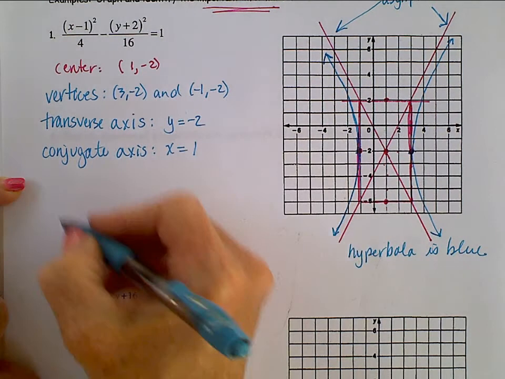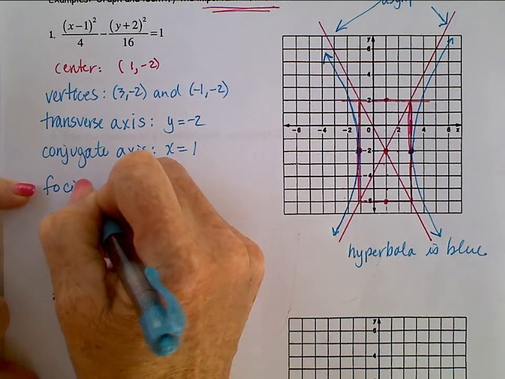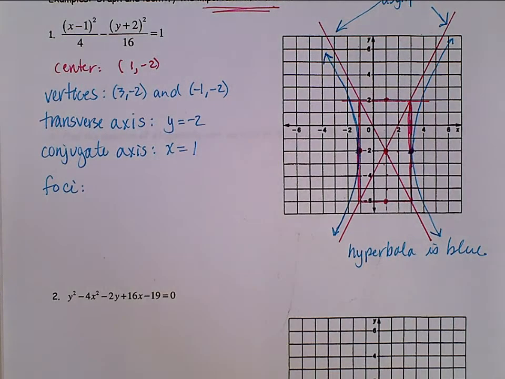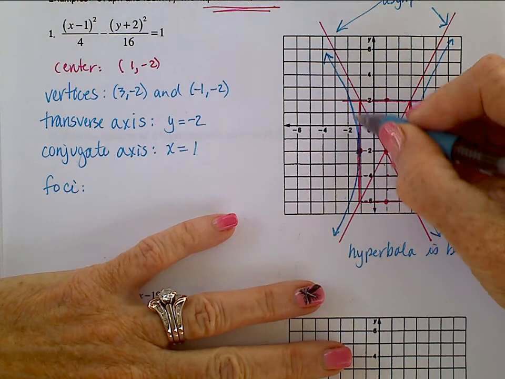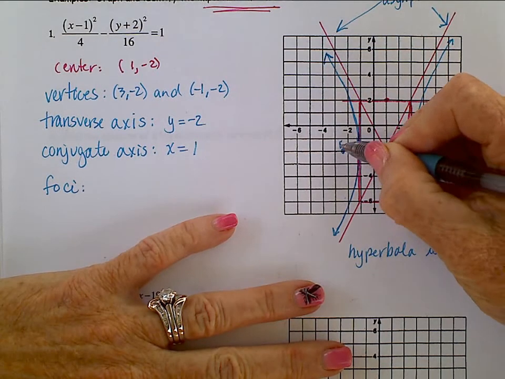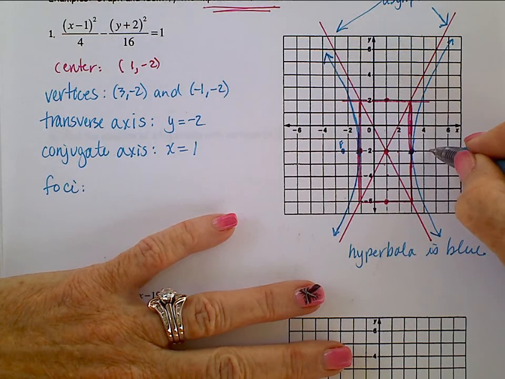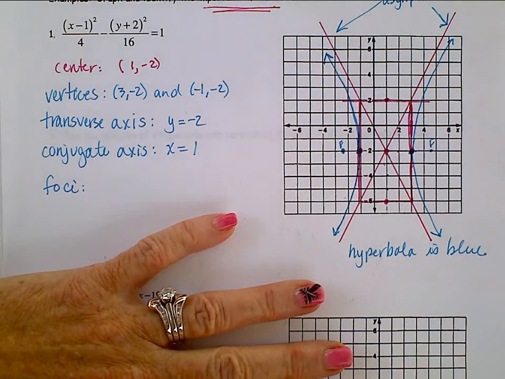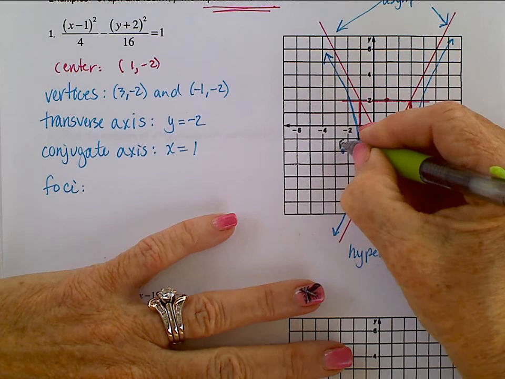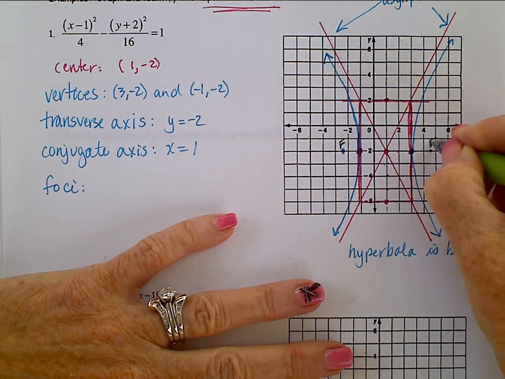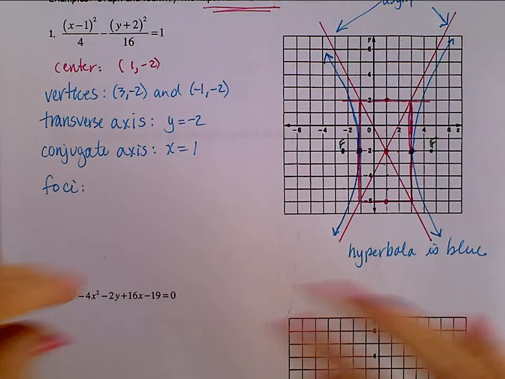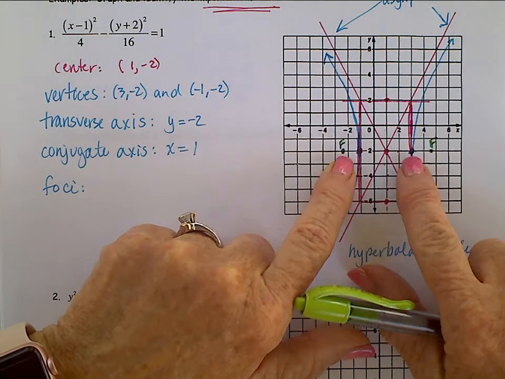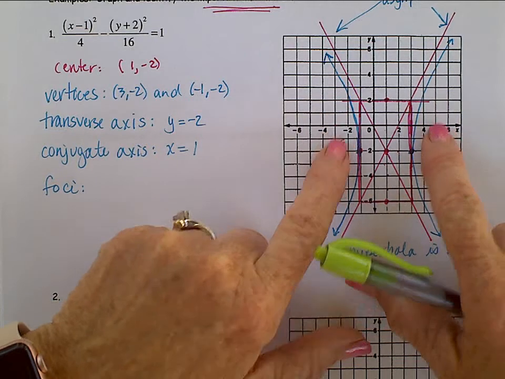And the foci. Alright, the two foci. These are kind of in this curve, if you will, out here somewhere. Not exactly sure where it is. I'm just kind of estimating right now. Clearly those two foci have the same y coordinate. They both have a y coordinate of -2.